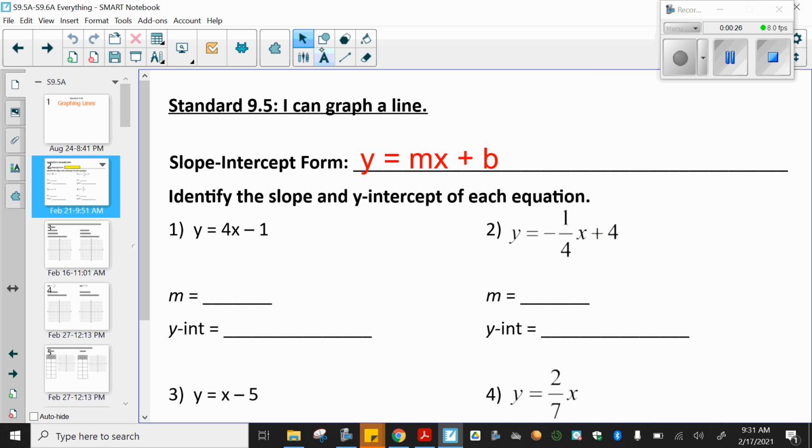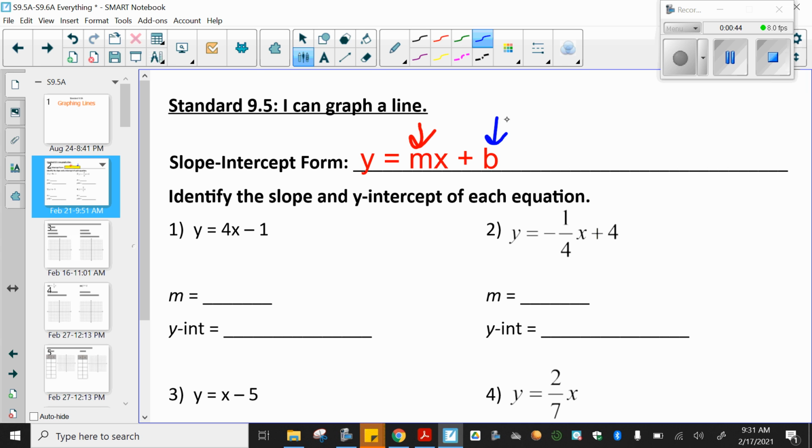Remember, here's slope, and here is the y-intercept, the y value for the y-intercept, okay? So let's take a look at that. We have a couple of formatting things that we need to keep in mind while we're doing it. So, question 1, we have y equals 4x minus 1.